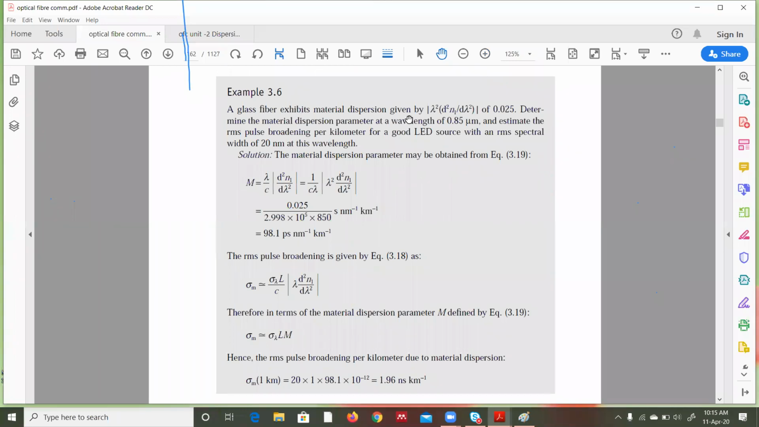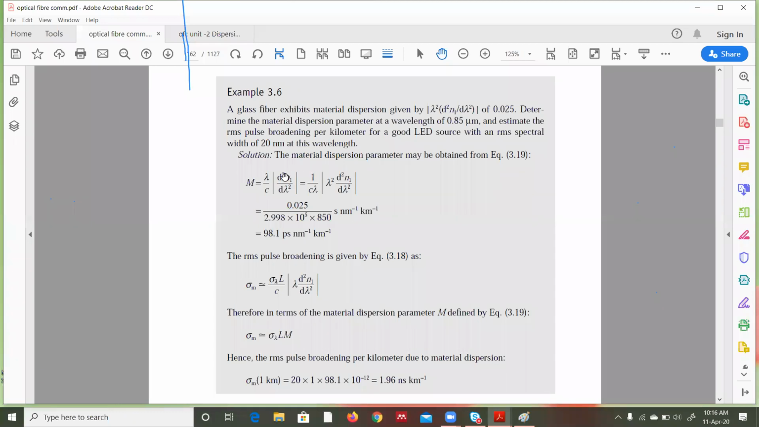A glass fiber exhibits material dispersion, which is given in terms of lambda square, magnitude of lambda square d square n1 by d lambda square, which is of 0.025. Determine the material dispersion parameter, that is capital M, at a wavelength of 0.85 micrometer, and estimate the RMS pulse broadening per kilometer for a good LED source with an RMS spectral width of 20 nanometer at this wavelength.